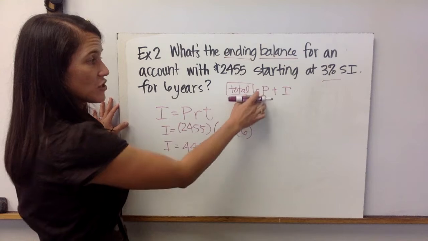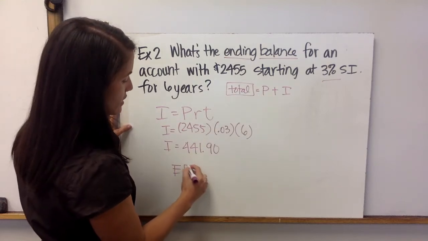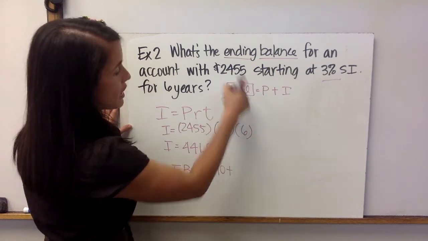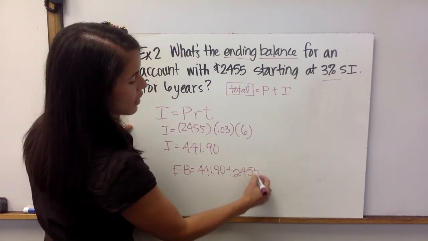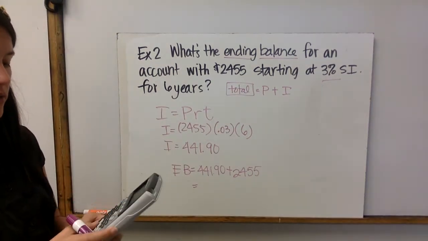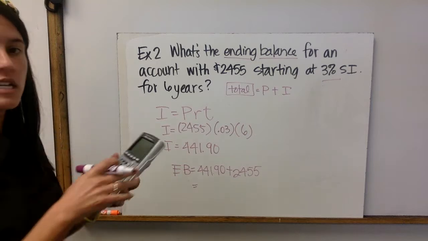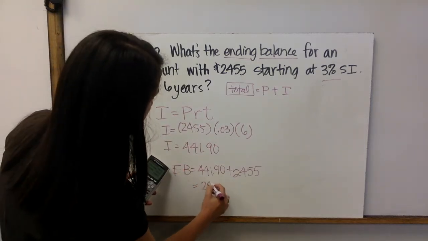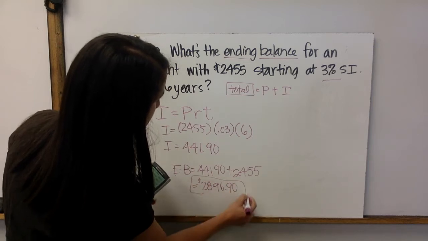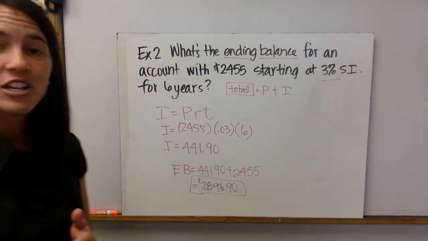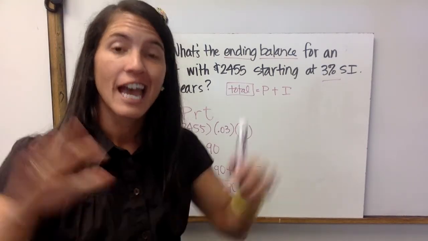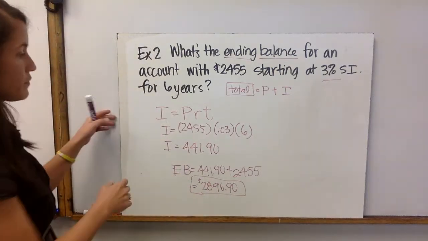But we're going to add that to our principal. So our ending balance is $441.90 plus our starting amount. So when you add that together, it is $2,896.90. That is our ending balance. So if you have a question asking about ending balance, you're going to find your interest and then add it back into your principal.